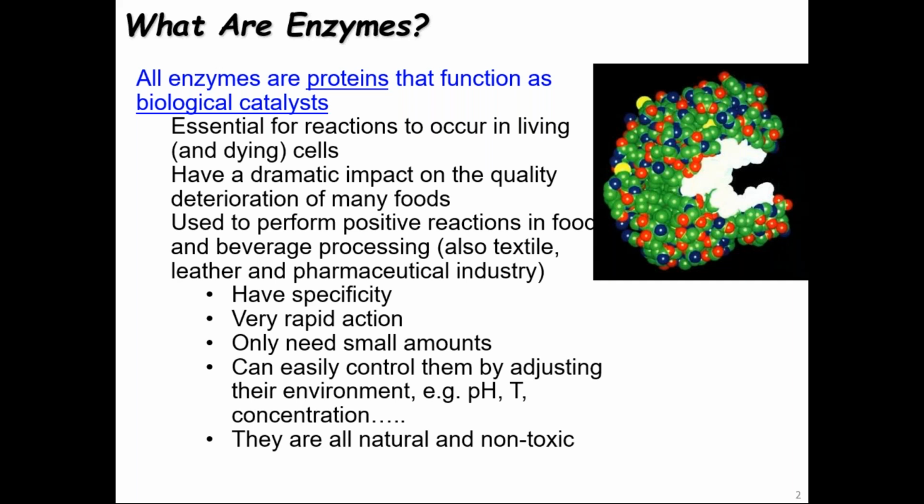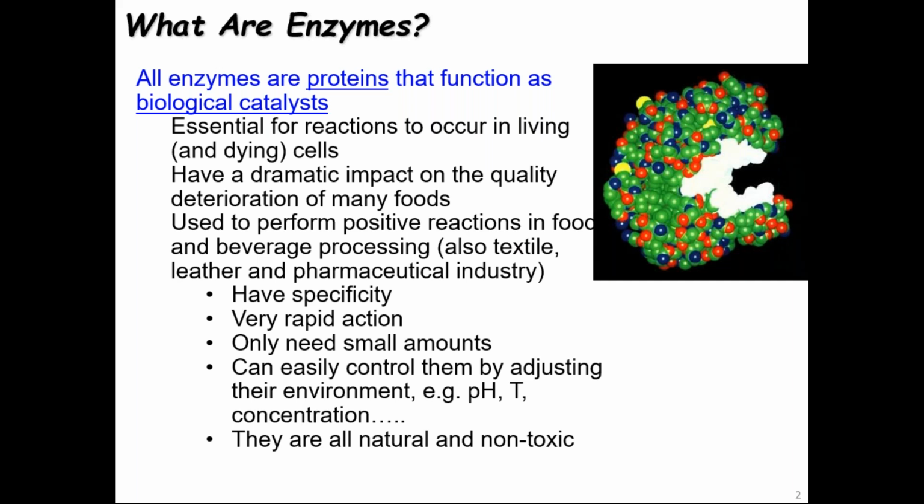One of the major properties of enzymes is that they're highly specific. So if an enzyme acts on A, it cannot act on B, and so on. The reactions are very rapid. Some of the reactions can be complete in nanoseconds. Very small amounts of the enzyme are required as catalysts, and you can control these enzymes by controlling the pH, the temperature, the substrate concentration, and the enzyme concentration.